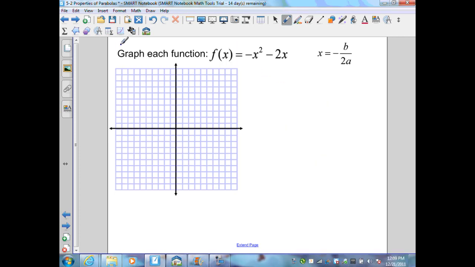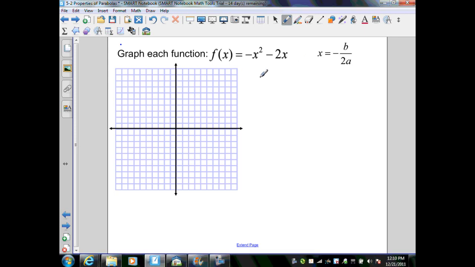Again, we want to graph the quadratic function. Here we're given f of x equals negative x squared minus 2x. This is my quadratic term. It has a coefficient of a. My a is negative 1. My linear term has b for its coefficient. Its coefficient is negative 2. The c is not present in the equation. Therefore, I know that my c is 0.